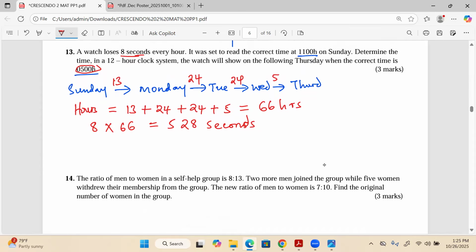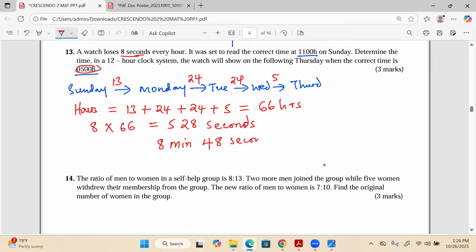If 528 seconds have been lost, then we can check how many minutes they are. We have 8 minutes. When we multiply 8 by 60, it's 480. So 528 minus 480, it means we are remaining with 48 seconds. So that is 8 minutes and 48 seconds.